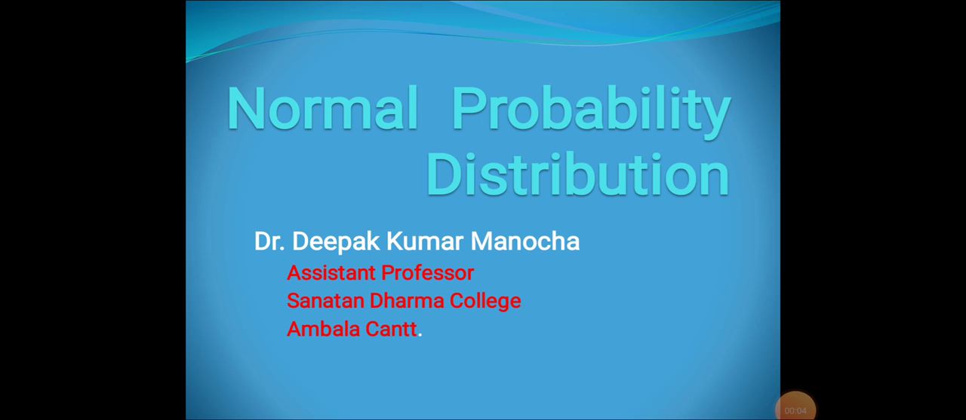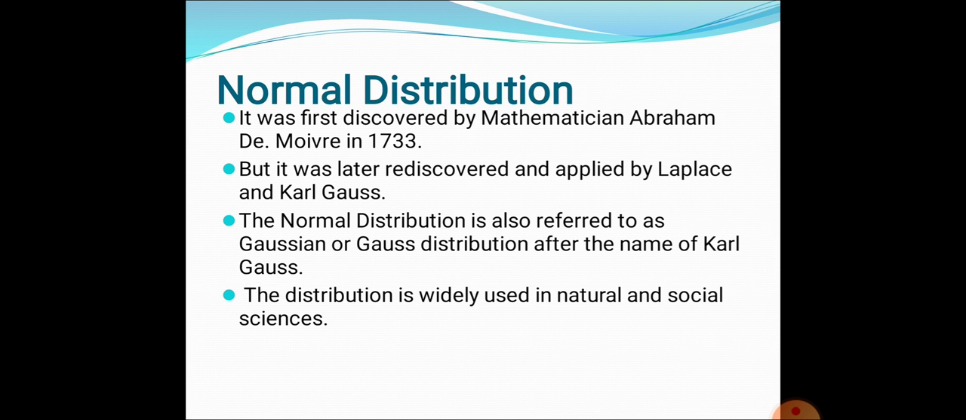Today we will discuss the normal probability distribution. The normal distribution was discovered by mathematician Abraham de Moivre in 1733 and was later applied by Laplace and Carl Gauss. It is also known as the Gaussian or Gauss distribution. The distribution is basically used in the natural and social sciences.